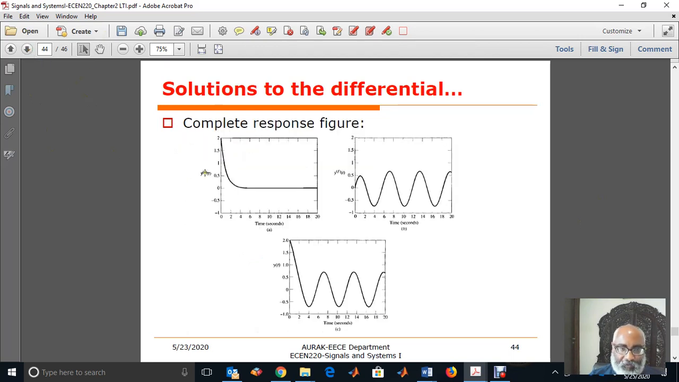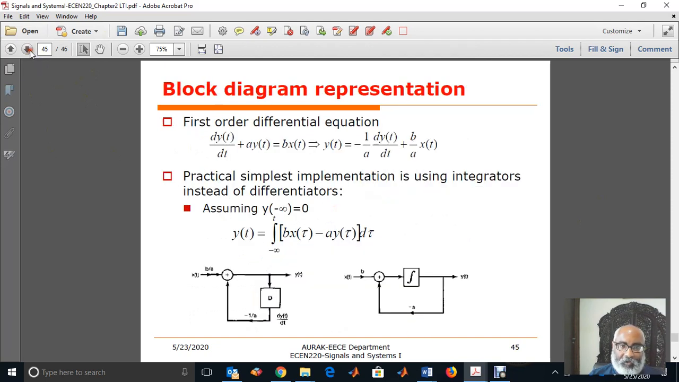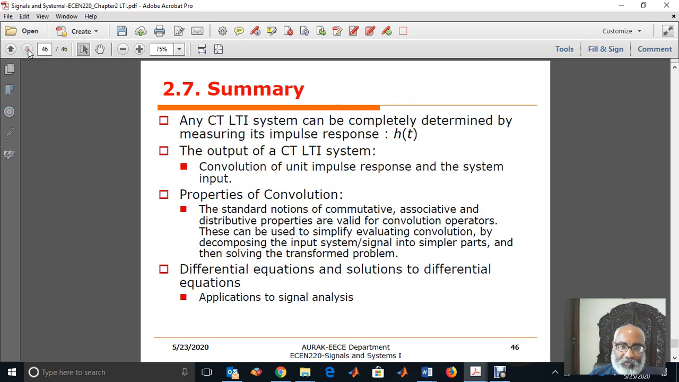Here is the graph of the natural response. Here is the graph of the forced response, and the total response is this. Okay, so that's all for the first part of the differential equation.